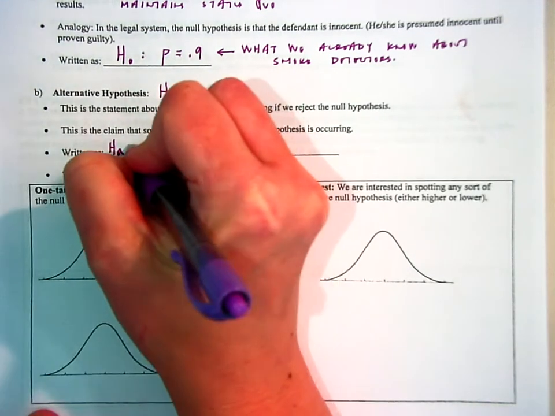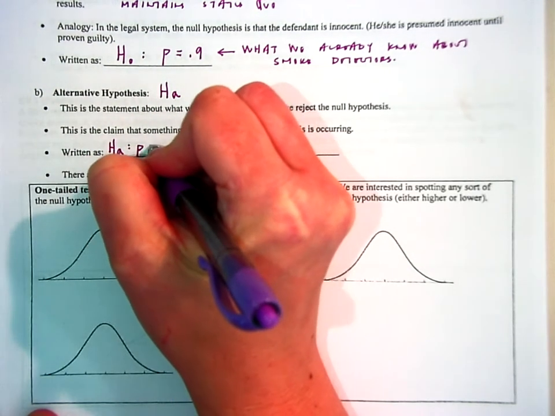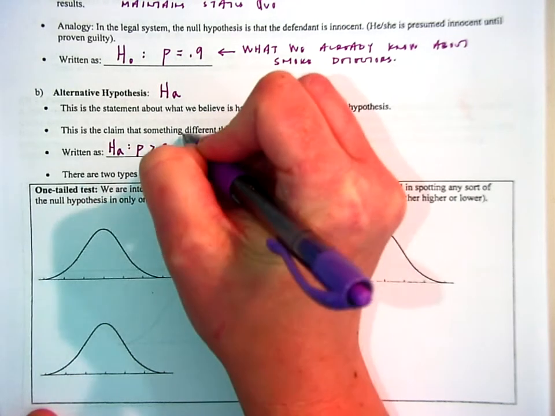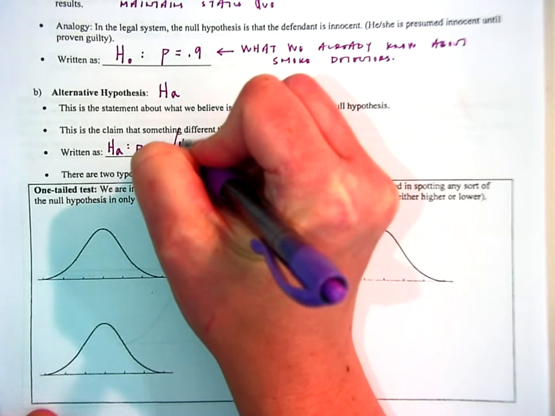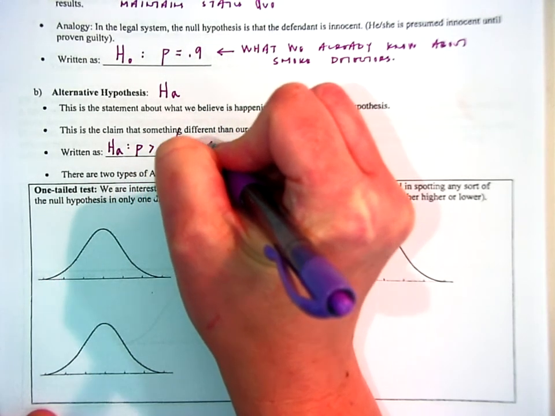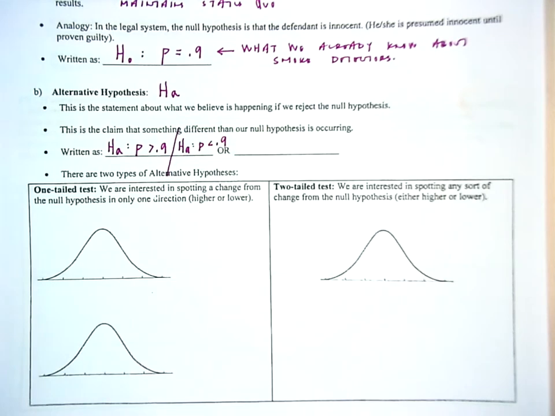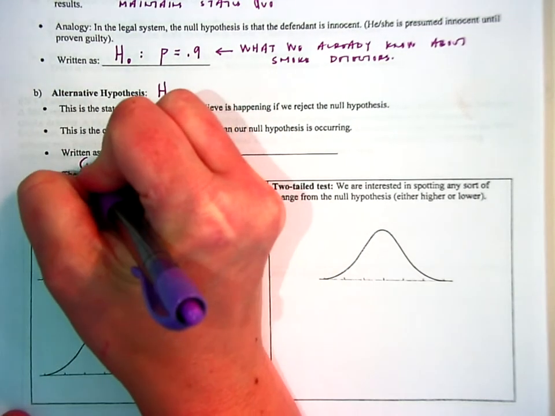It could be that P is greater than 0.9, but it could also be that P is less than 0.9. We're saying, well, maybe there's a shift. Maybe it's more than 90% of American homes that have at least one smoke detector, but maybe it's less than 90%. Maybe we recognize that there is a shift in one direction. So we call this one-tailed.